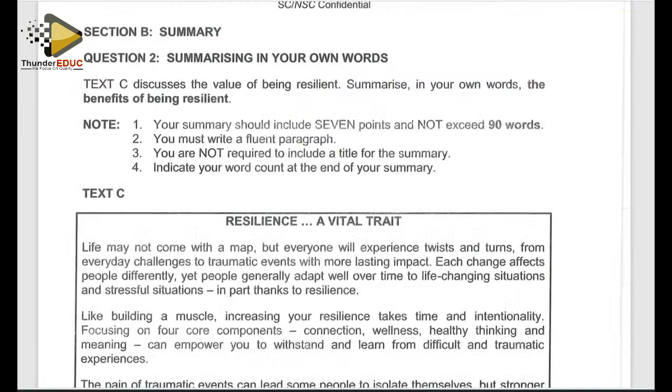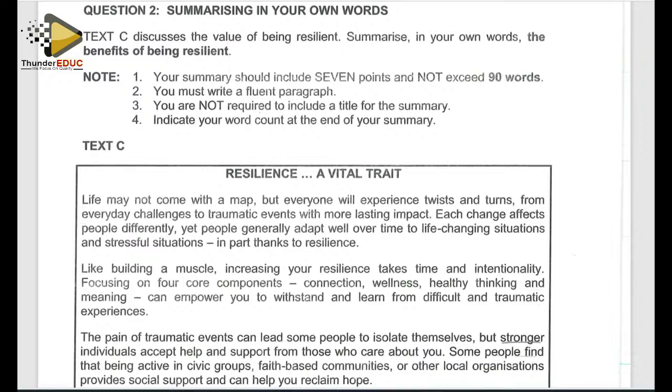We move on to our section B, which is summary writing. Question 2 says, summarizing in your own words. Text C discusses the value of being resilient. Summarize in your own words the benefits of being resilient. Flashback, we always are given the highlighted words as the question. So which means we're taking nothing else besides the benefits of being resilient. Our instructions are very clear.